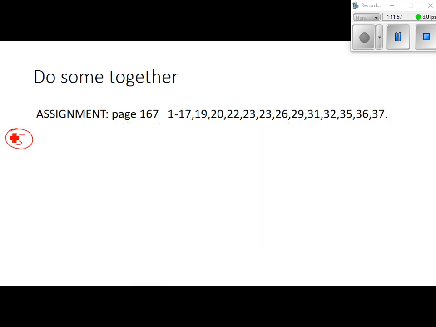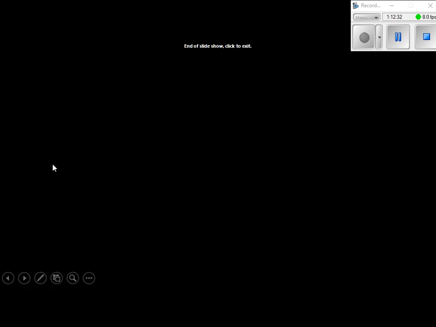Number 5, what's it say? Not P. What's P again? Negative 3 minus 2 equals negative 5. But we said we wanted not, so negative 3 minus 2 does not equal negative 5. True or false? That's false.